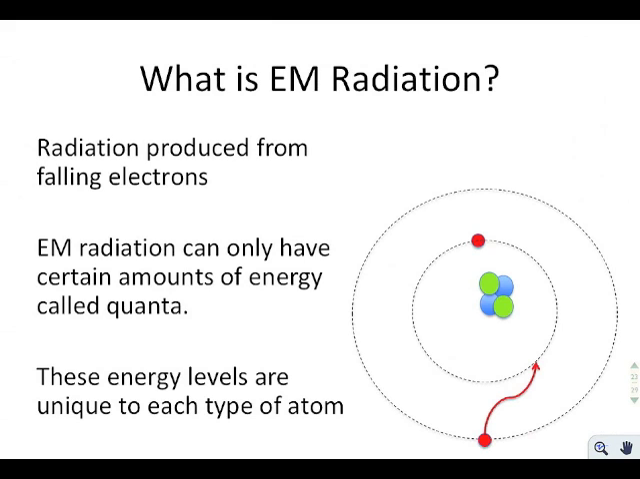So, what is light again? Or how is light produced in this case? Light, or EM radiation, is produced when you have an electron that falls down. We talked about this earlier when we talked about models of the atom.